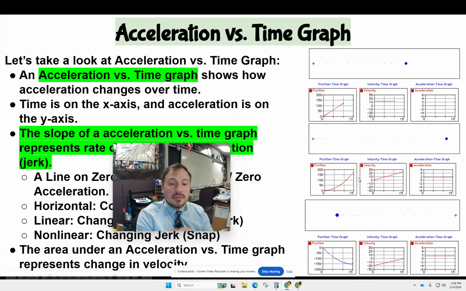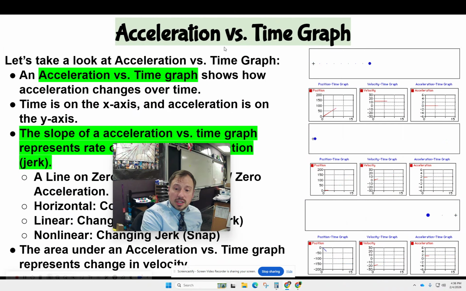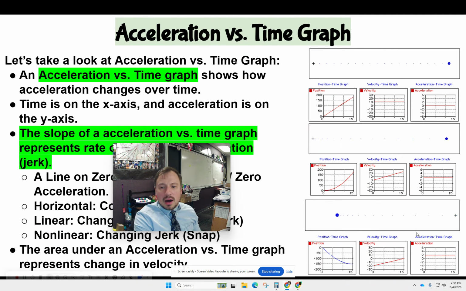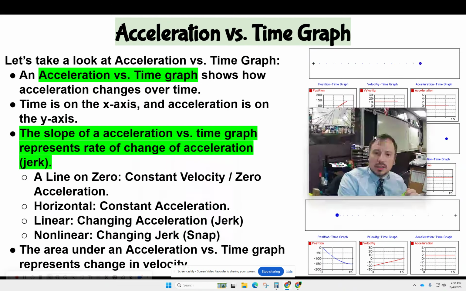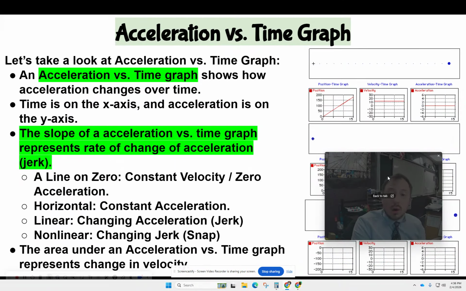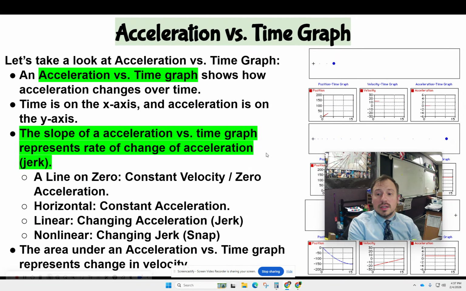Or no, sorry, meaning the velocity is always changing, but it's a linear line, so that means the acceleration remains the same, and the acceleration is a horizontal line, meaning the acceleration is not changing. All right, and you can see the bottom one. Now we're getting into the negatives going left, so that one's a little bit trickier, right? So all of these go together, right? Like all of these go together.